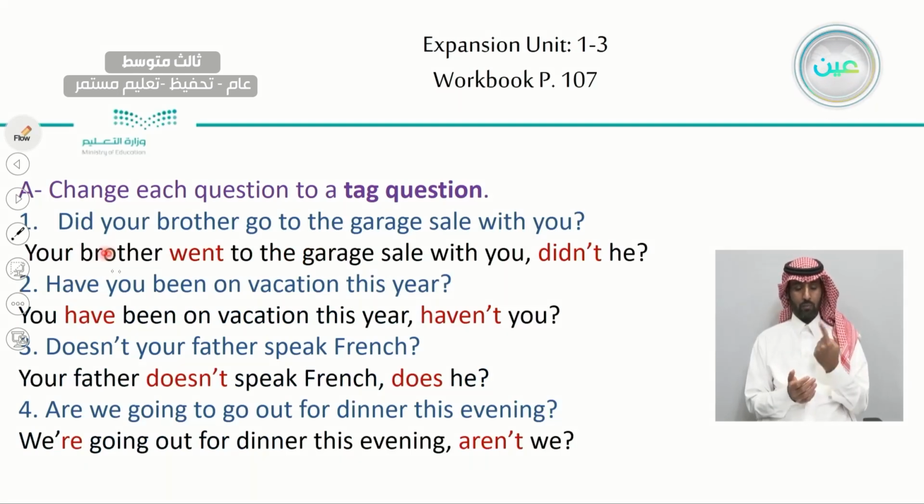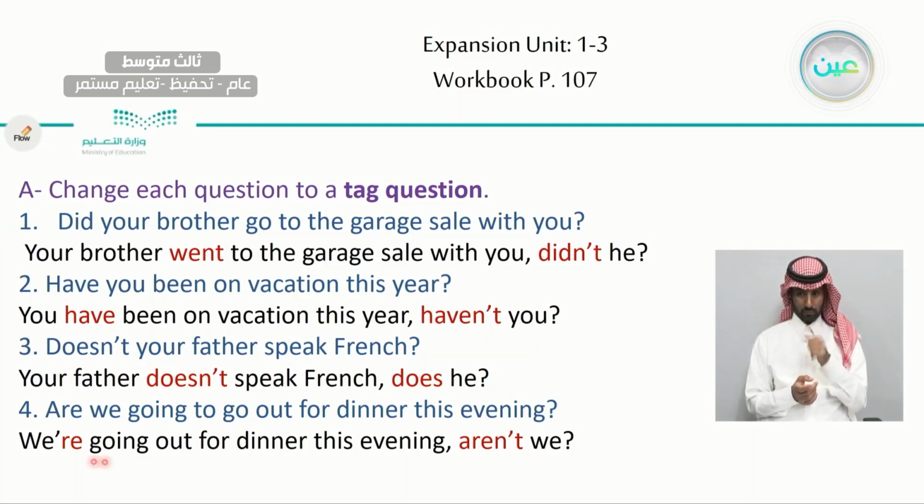Number 1, your brother went, because here did, it's the past, to the garage sale with you. Didn't he? If we have a positive statement, then the tag is negative. If we have a negative statement, like here, the tag is positive. Okay, number 2, you have been on a vacation this year, haven't you? Number 3, your father doesn't speak French, does he?